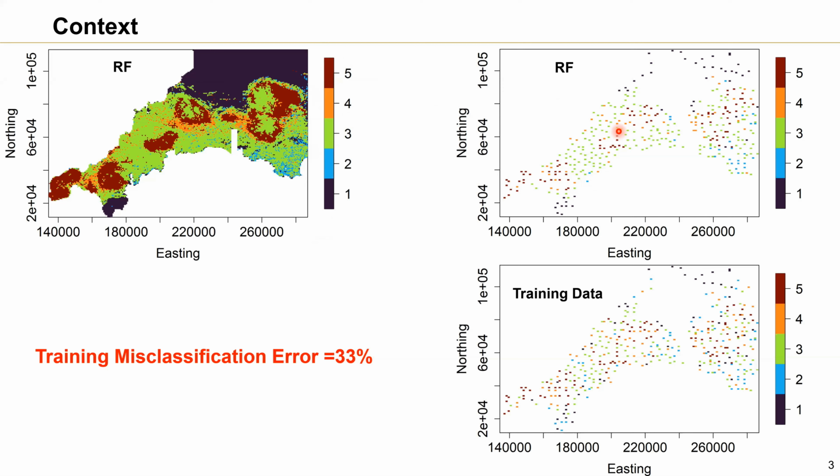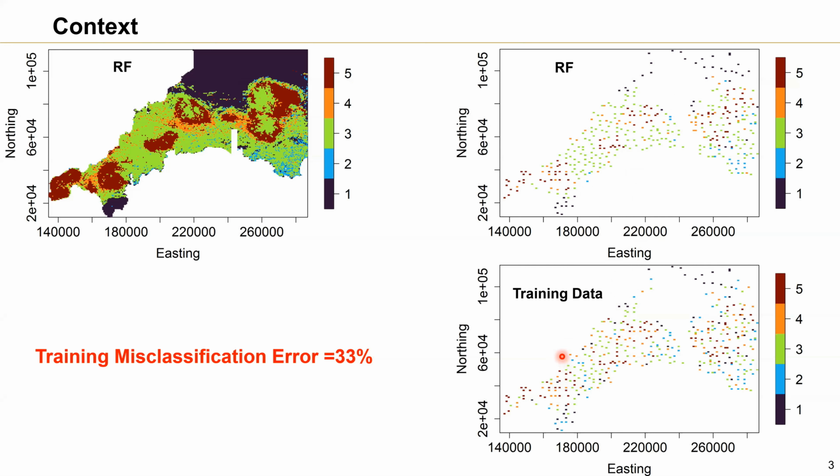And here you have the predicted category at the sampling data locations. And here you have the observed category. So this is the data. If you see these two figures, you can clearly see that there's a disagreement between the predicted category and the observed category at some sampling locations. And in this case, the random forest provided a misclassification error on the training set of 33%, which is very high.